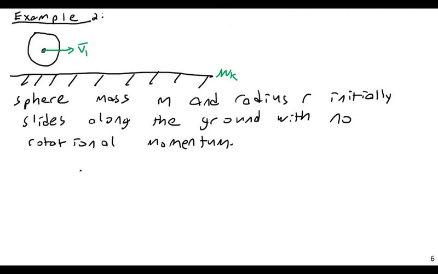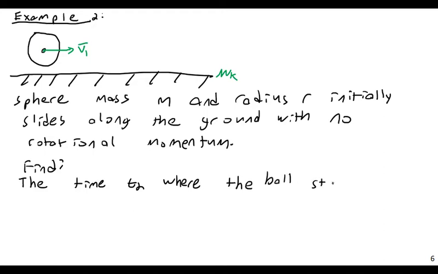Okay, so I wanted to determine a few things. Find the time t2. So it's going to strike at some t1, I suppose. The time t2 where the ball starts rolling without slipping.